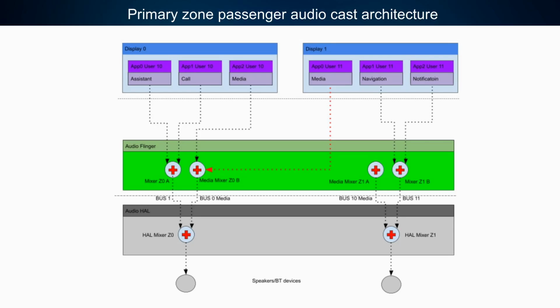It means that the passenger's music audio is being routed to the same speakers as the driver's audio, even though they are listening to different things. This special feature is available when the passenger specifically casts their audio to the primary zone. Imagine a button on the passenger display that says play through the car's main speakers. So even though the driver might be using navigation or assistant, they can also hear the passenger's music playing through the same speakers. It's like combining two separate audio sources into one output.